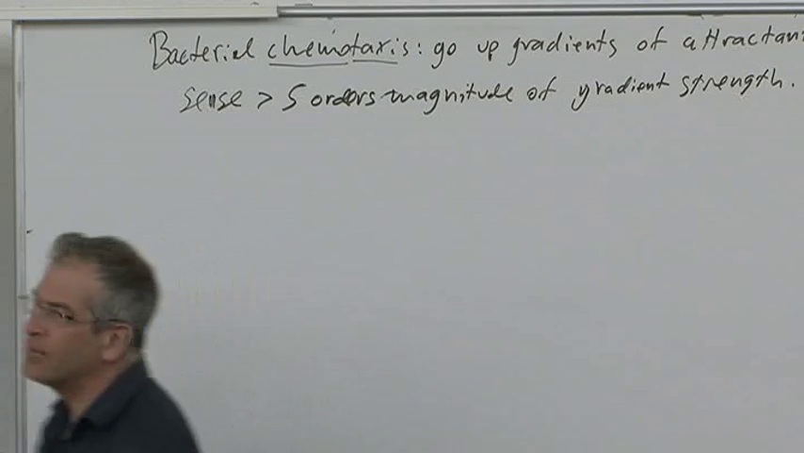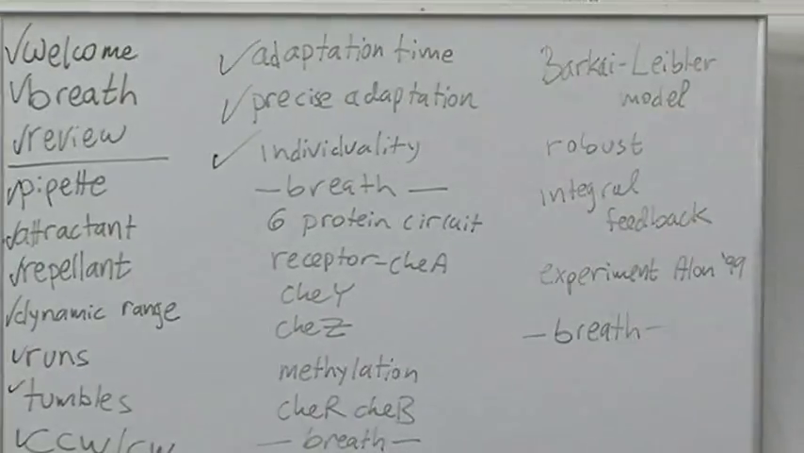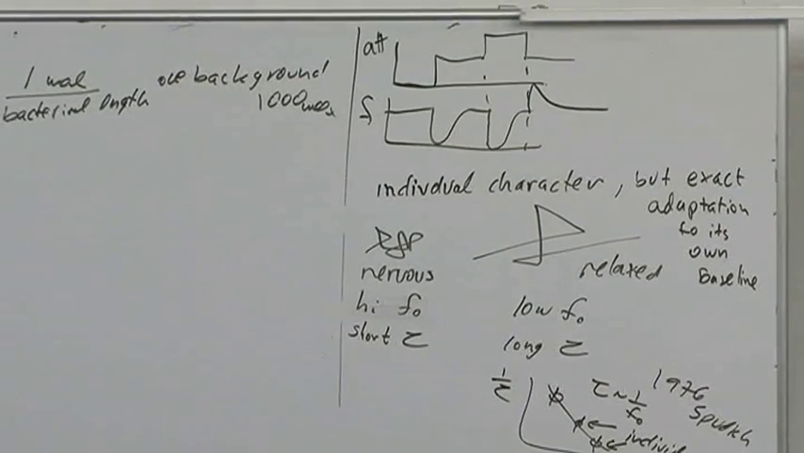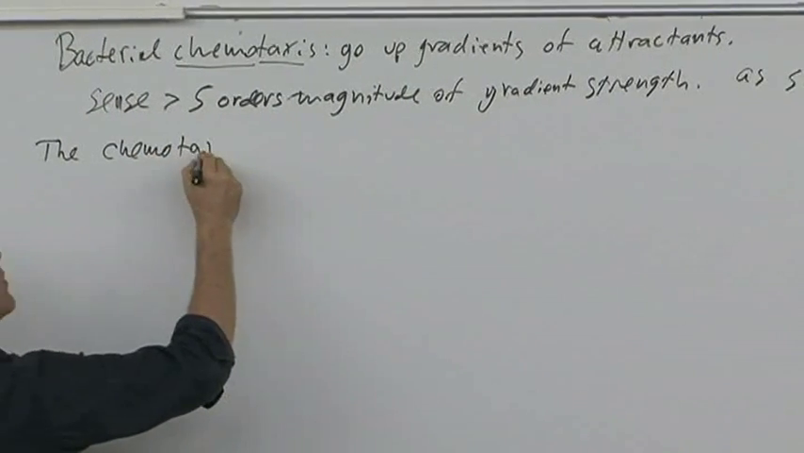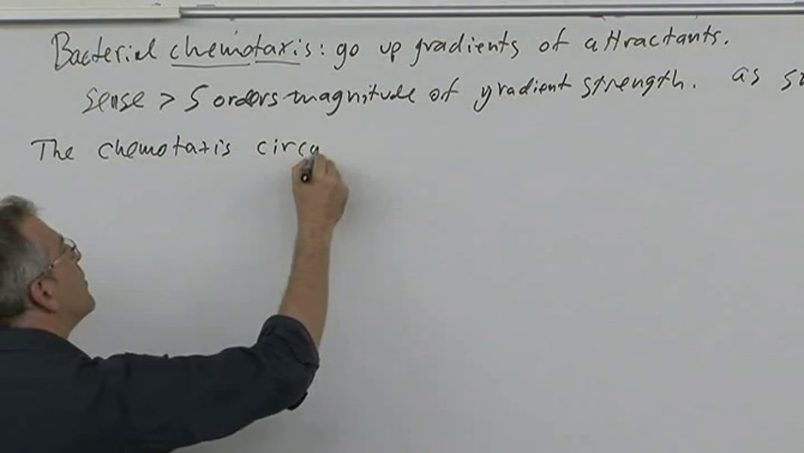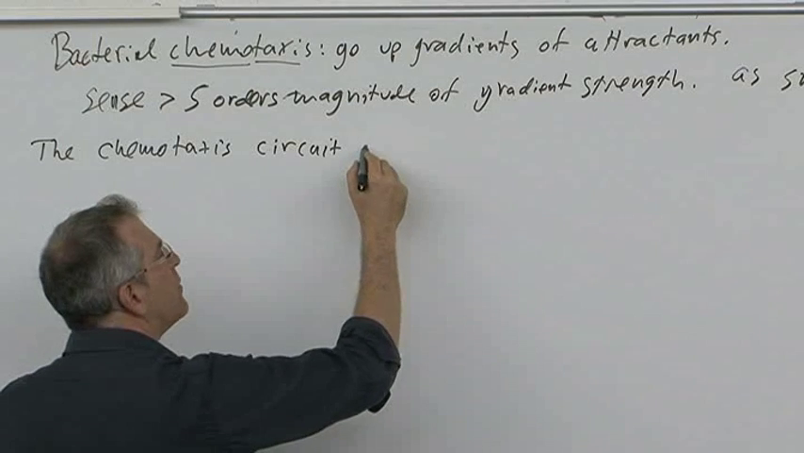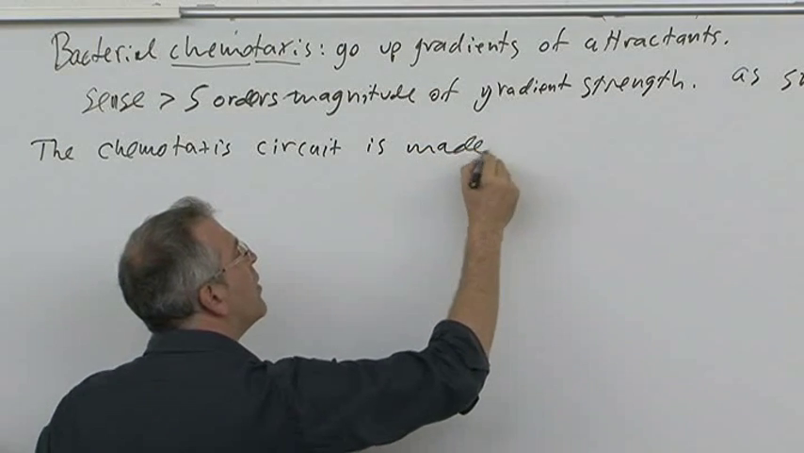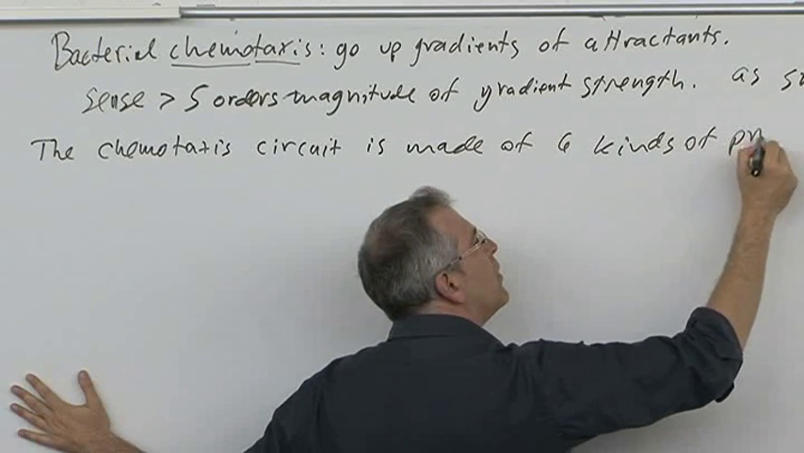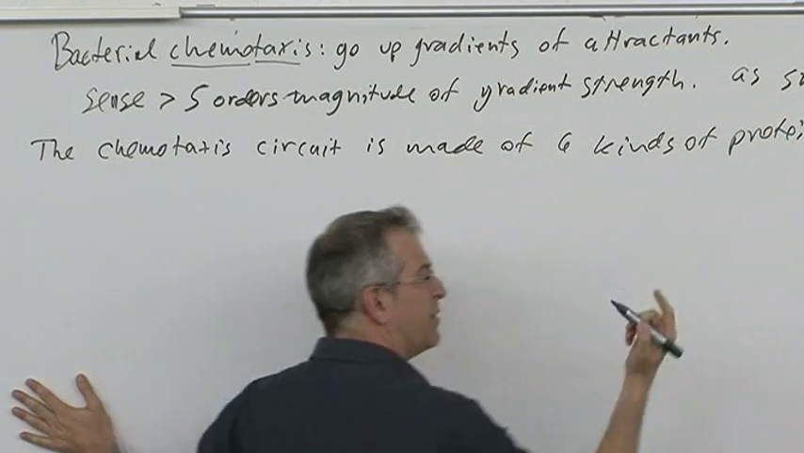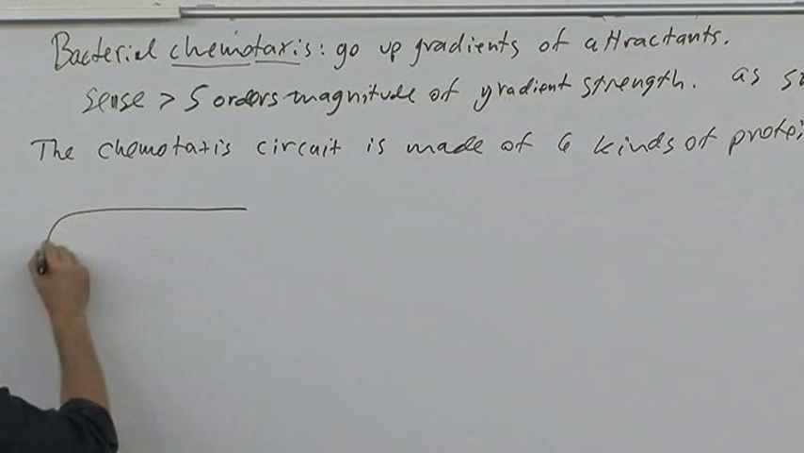I'd like to look inside the cell now at the circuit that does this computation, this derivative kind of function. All right? So we're going to zoom in inside the cell. The chemotaxis circuit is made of 6 kinds of proteins. And some of them you're already familiar with the idea from the last lecture.